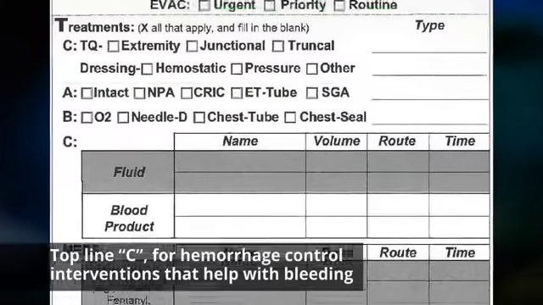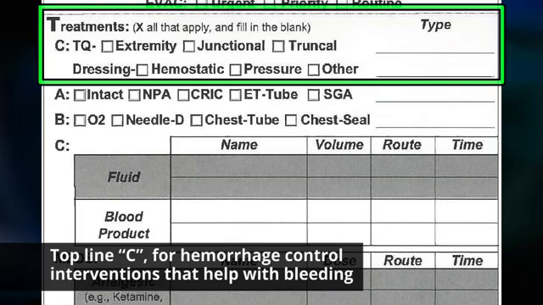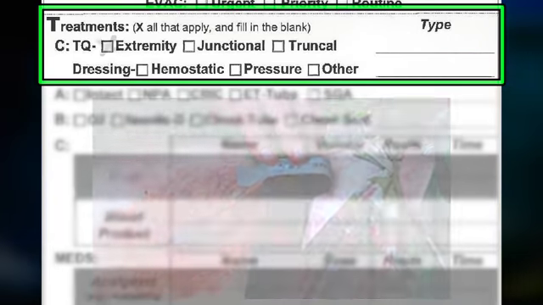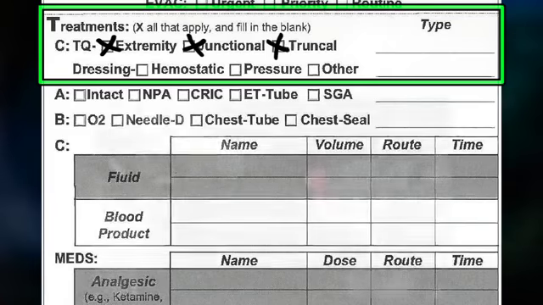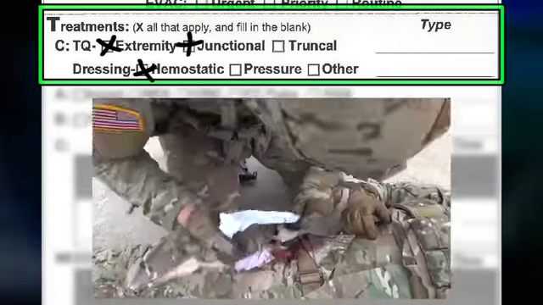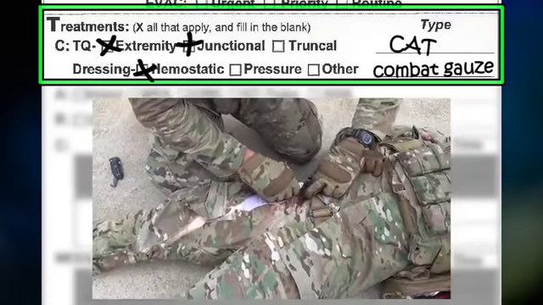The top line, or first C, is for hemorrhage control interventions that help with bleeding, such as tourniquets and their location, extremities, junctional, or truncal, any wounds that were packed and dressed, and the type of intervention, CAT tourniquet, combat gauze, etc.